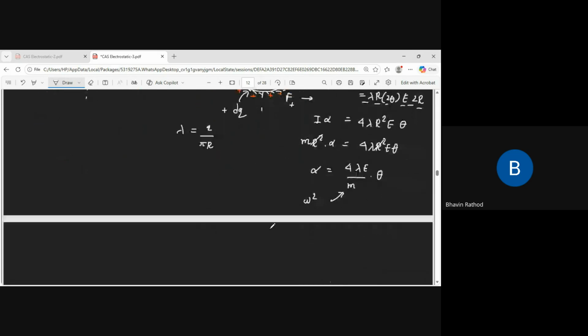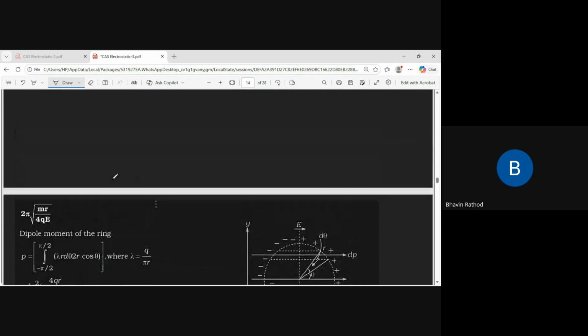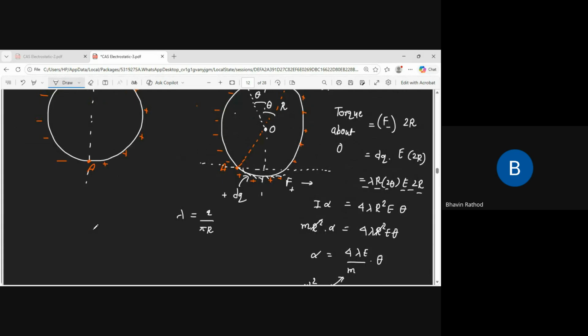So the answer is mentioned here. There is a pi missing in the answer. Clearly we'll have pi over here, so that is missing. Apart from that, you will get the answer that is given.